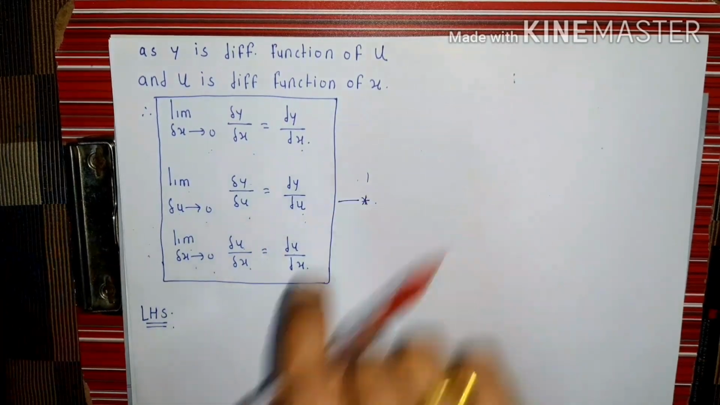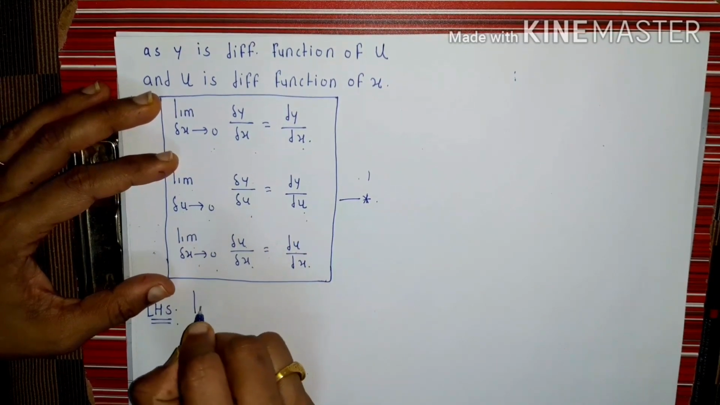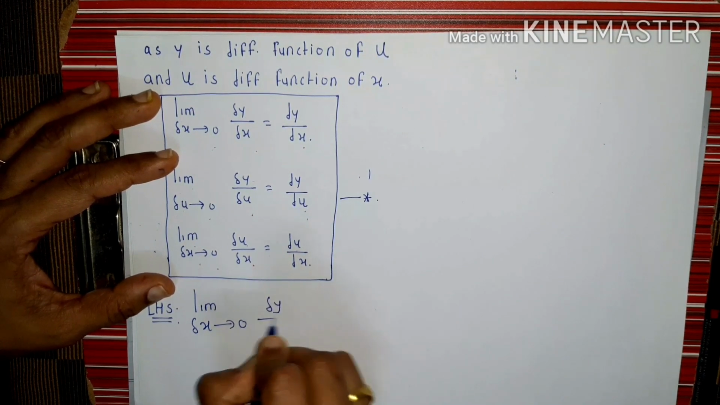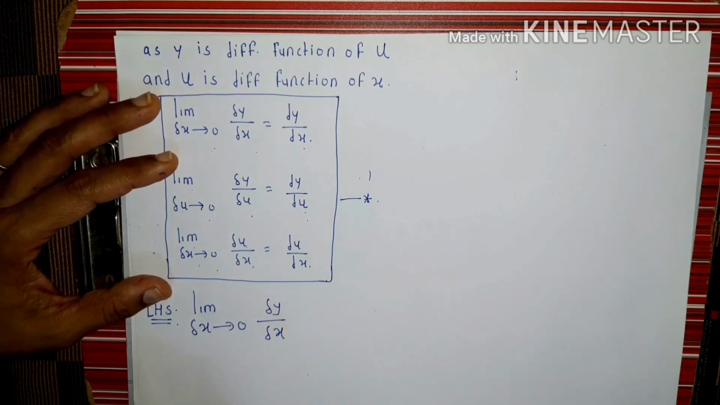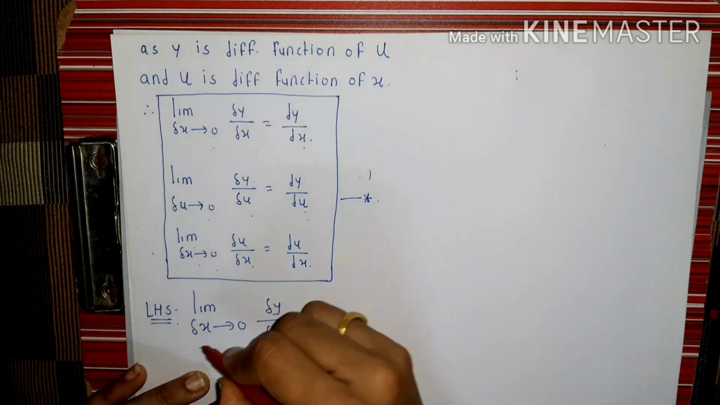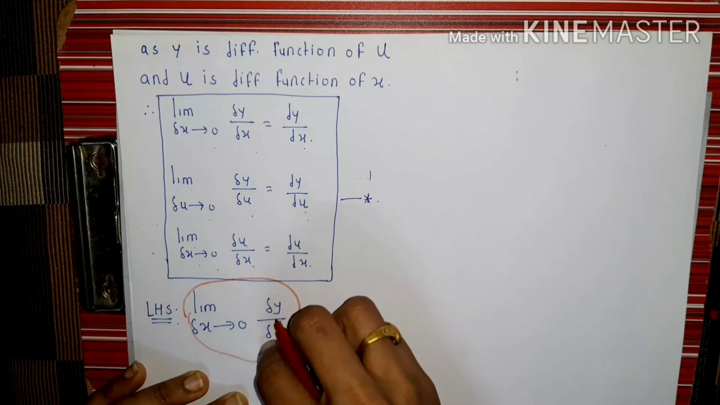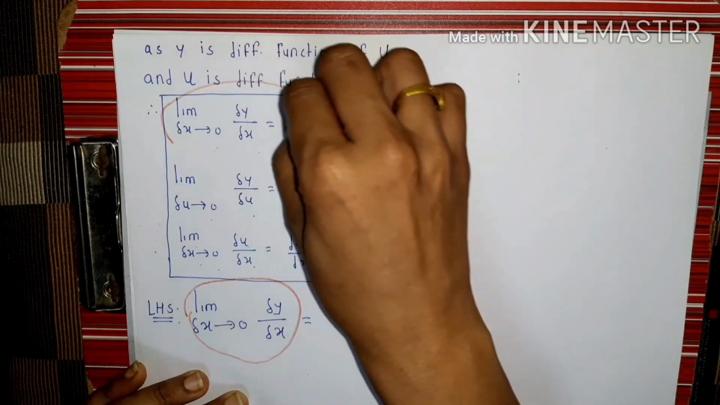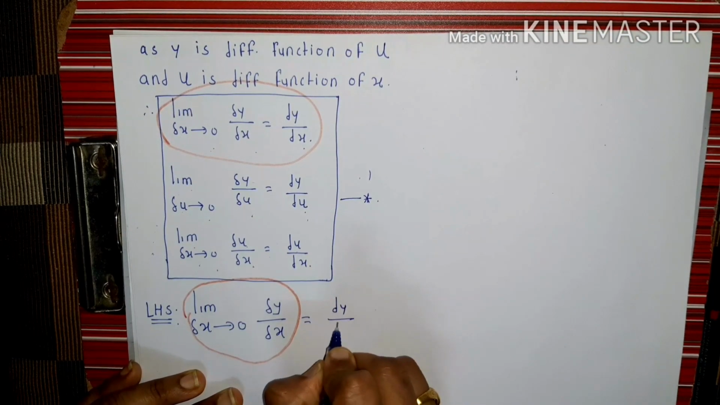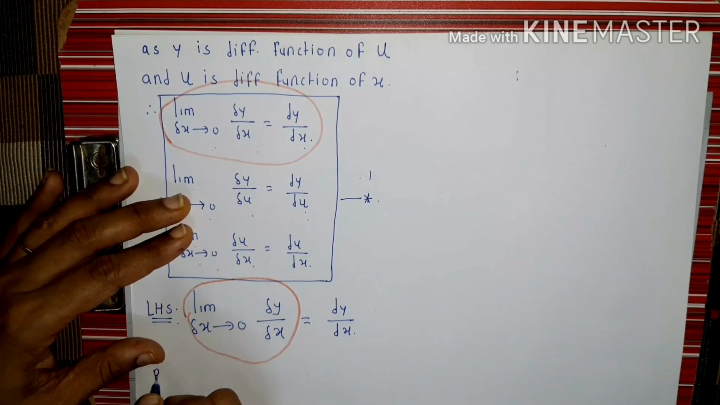Now consider the LHS of equation 1. What is the LHS? LHS of equation 1 is limit delta x tends to 0, delta y upon delta x. This is the LHS. And by using this definition, directly, the value of limit delta x tends to 0, delta y upon delta x is dy by dx. So LHS equals dy by dx.